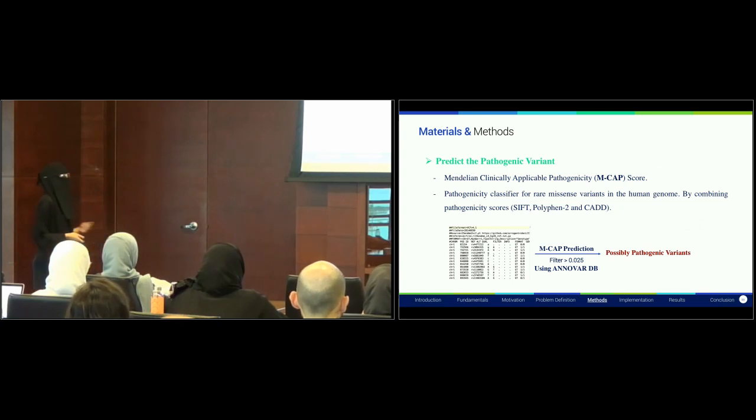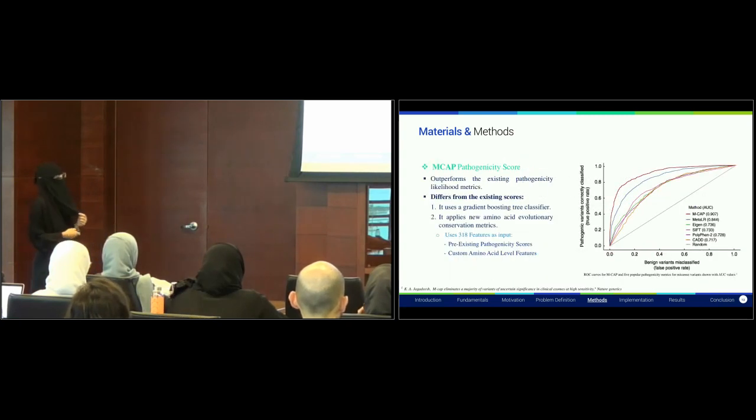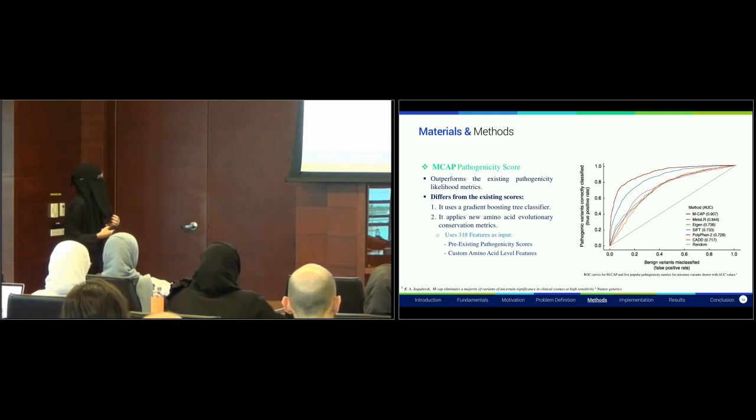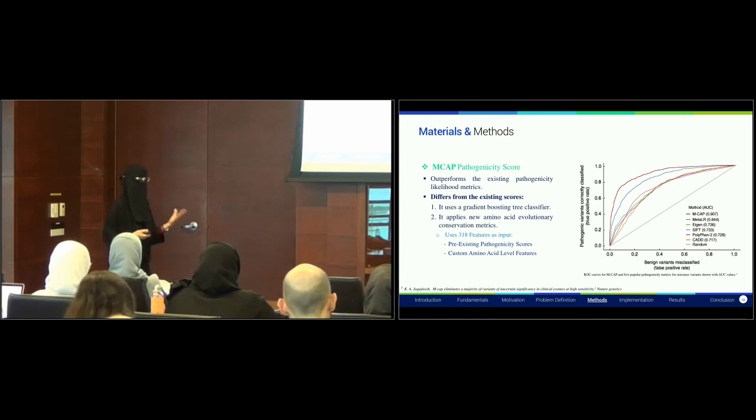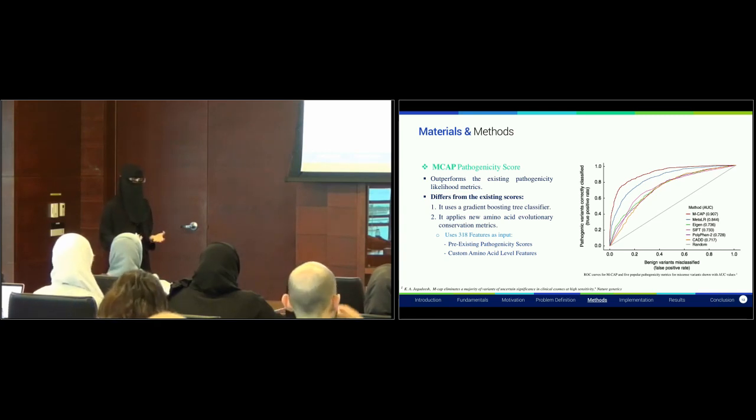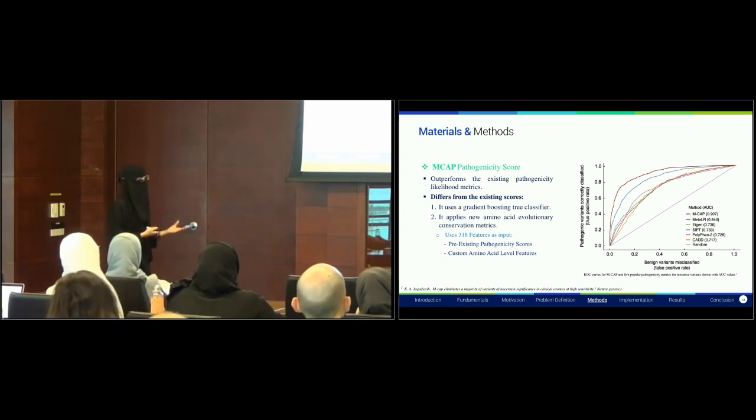And why did I choose this tool? Because, as reported, it has a very high true positive rate compared to other pathogenicity scores, and it outperforms all the existing pathogenicity scores like PolyPhen, MutationTaster. It differs from these existing scores in that it uses a gradient boosting tree classifier, and it uses 318 features as inputs, ranging from pre-existing pathogenicity scores and also custom amino acid level features.